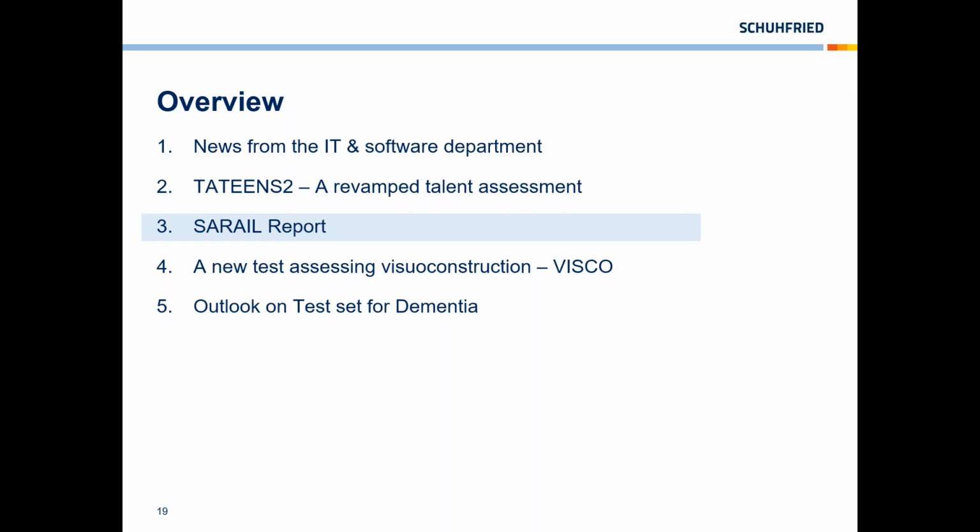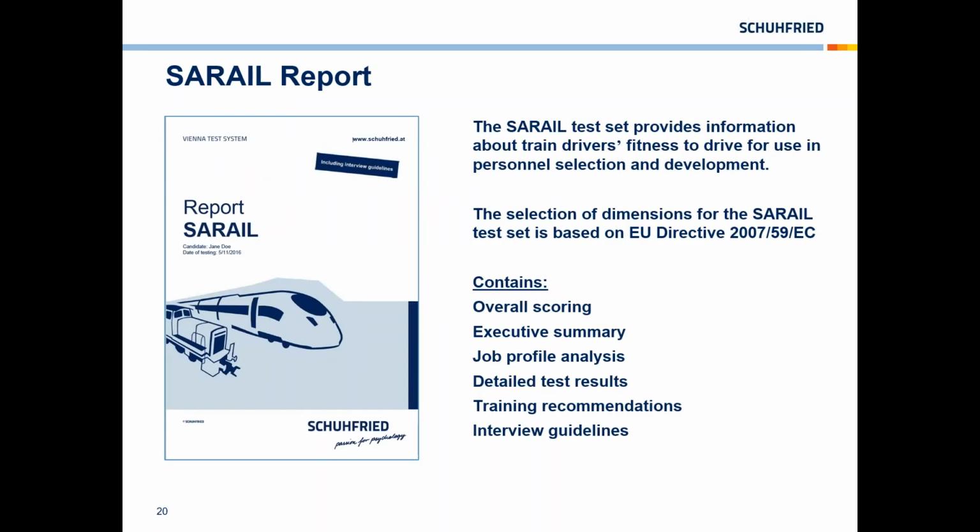For our safety assessments, in this case the SRA test set, it's been around for years, and we didn't really change the test set itself. There was nothing to really do about that, since the selection of dimensions of the SRA test set is based on a directive from the European Union that tells you what has to be assessed in terms of the assessment and personnel selection of train drivers. So that was quite fixed, but we could of course improve on the interpretation of results. And this is where the reports come into play.